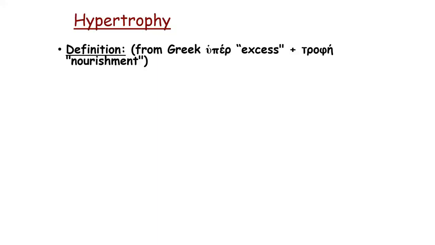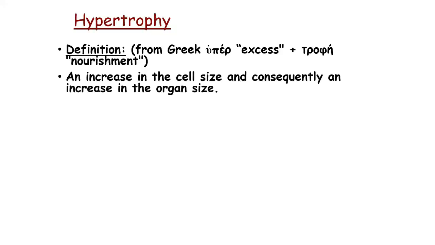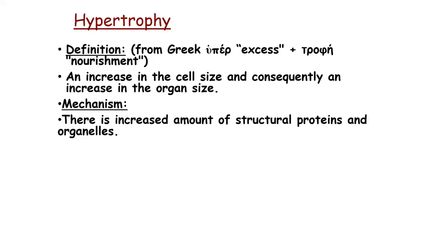Hypertrophy. Hypertrophy is the opposite of atrophy. It means excess nourishment, or it means increase in the cell size and consequently an increase in the organ size. So in hypertrophy, the main change is increase in the cell size, and this will lead to increase in the organ size. What is the mechanism of hypertrophy? It is the reverse of atrophy. It is increased amount of structural proteins and organelles within the cell, and this will come from increased protein synthesis and decreased protein degradation.